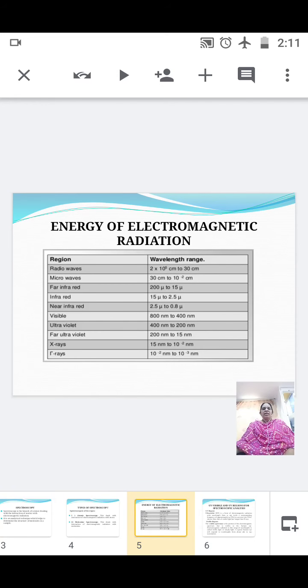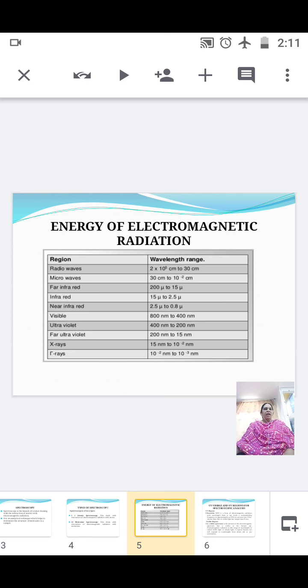When we see the electromagnetic spectrum, which ranges from gamma rays to radio waves, the shortest wavelength to the longest wavelength, we have the different regions here. The gamma rays have a wavelength of 10 power minus 10 nanometers to 10 power minus 3 nanometers.